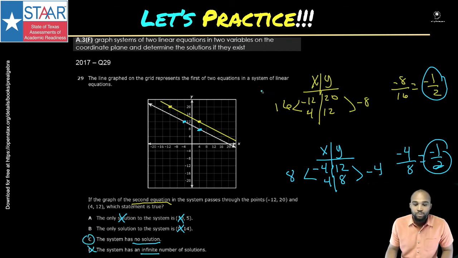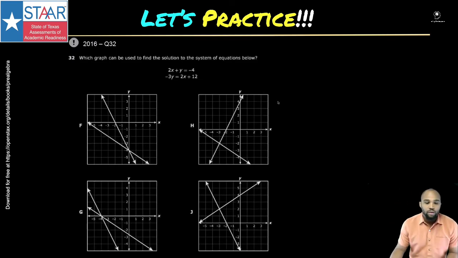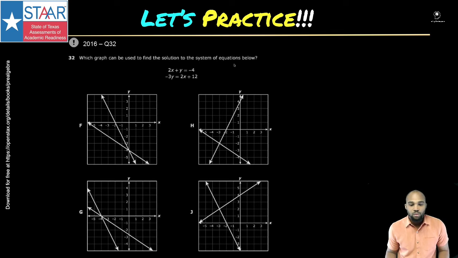All right, you try this one. Which graph can be used to find a solution to this system of equations? Pause this and see if you can guess the right answer. F, H, G, or J. All right, so a couple of ways you can work this. One, like I said before, you can just put this in your calculator, or you can put these in slope-intercept form so you can easily match up the graphs with the equations.